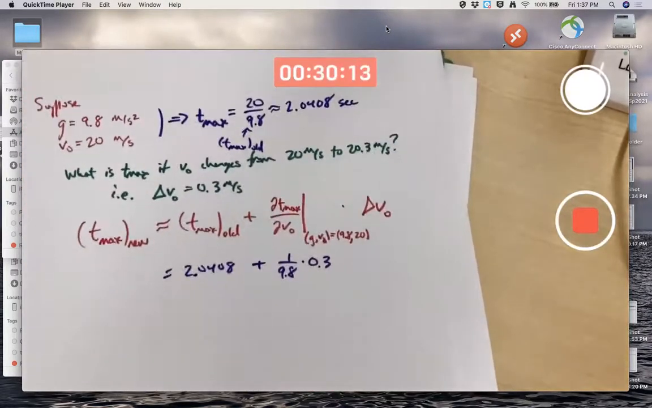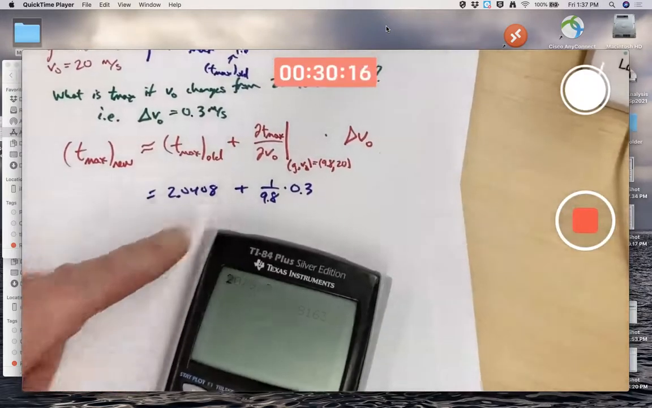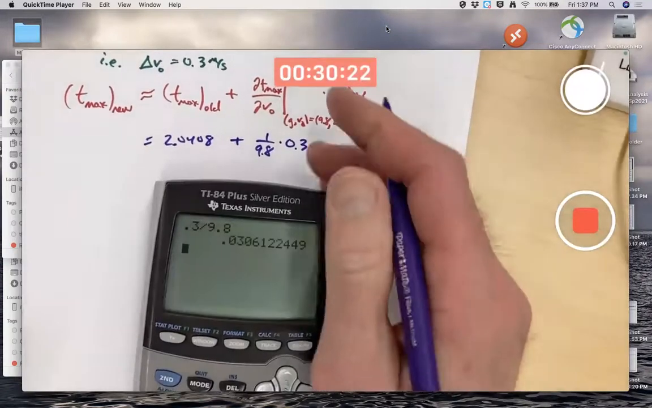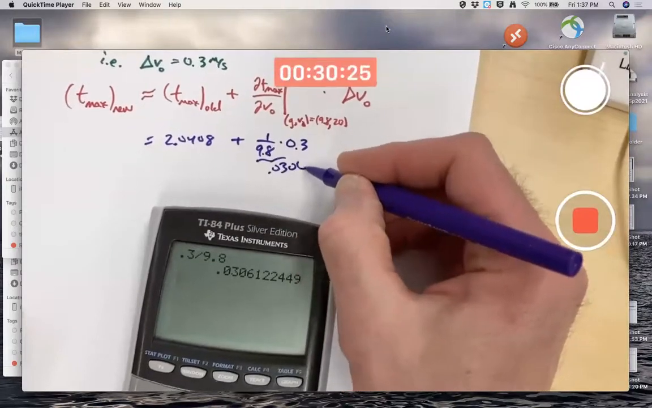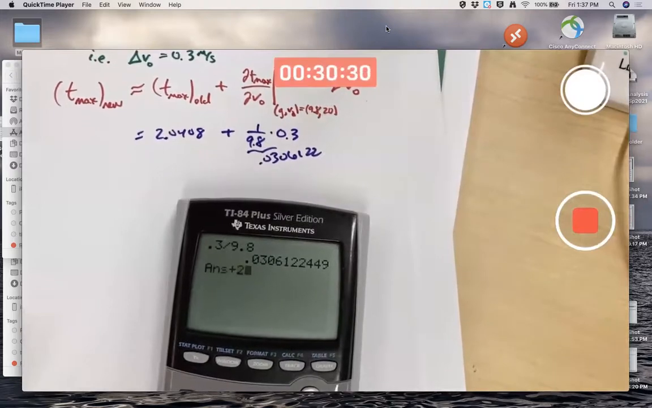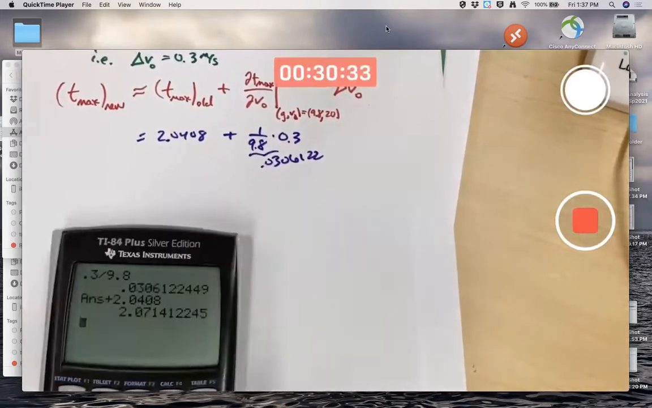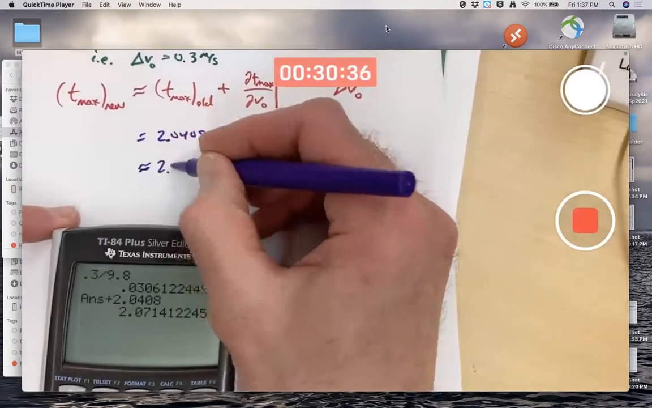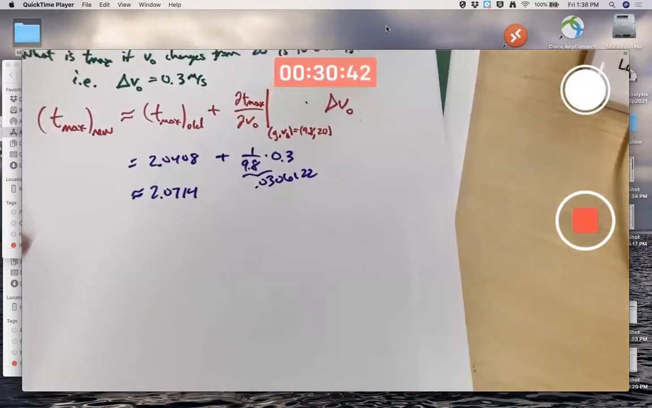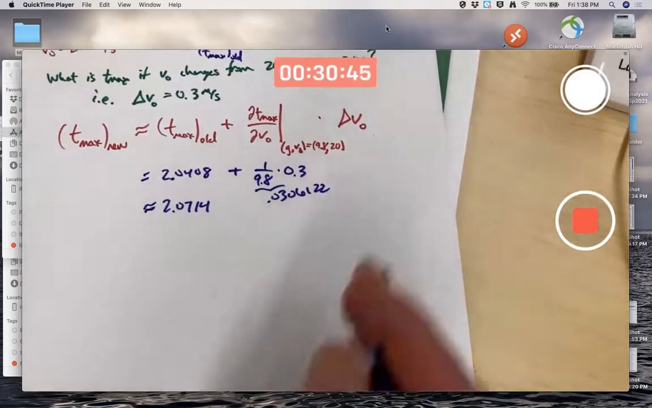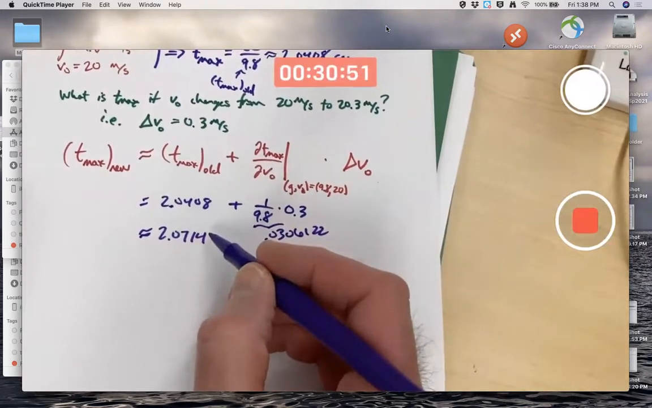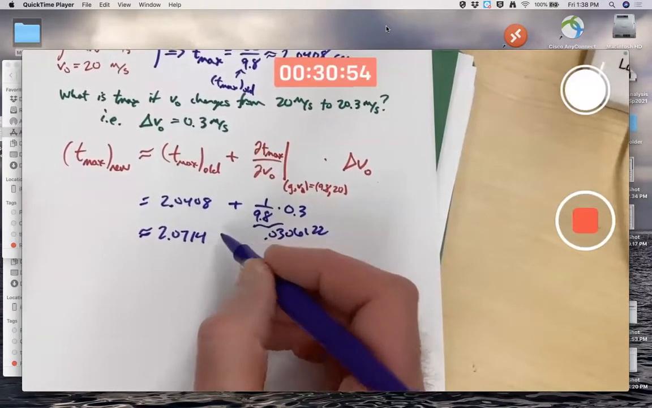Hang with me here. Do this calculation. 0.3 divided by 9.8 is about 0.0306122. If I add that to 2.0408, I get about 2.0714 as the new time to reach the maximum. I increased my initial velocity by 0.3, and my time to reach the maximum went up by a little bit, by 0.03 seconds.